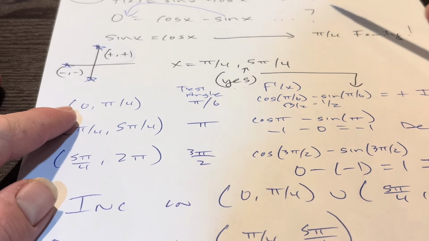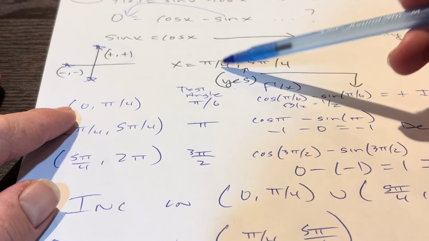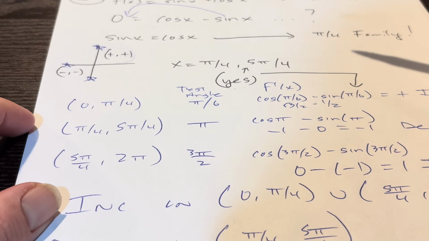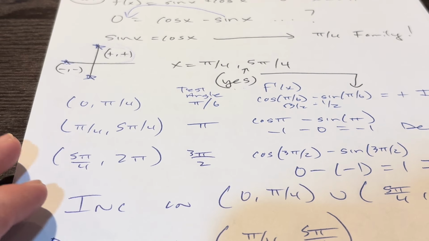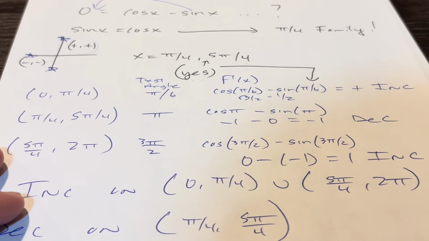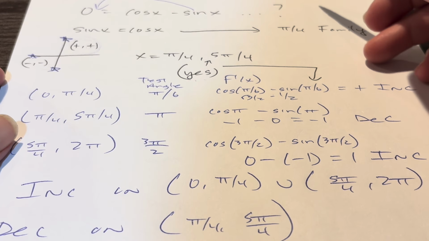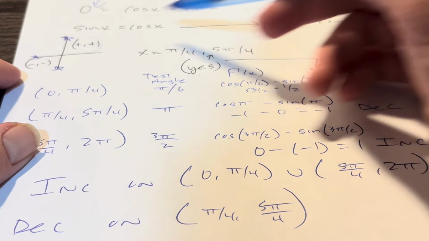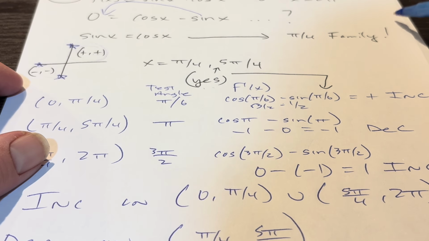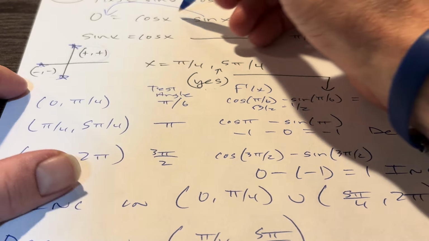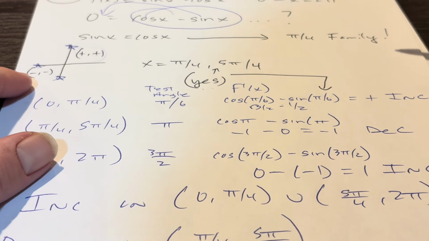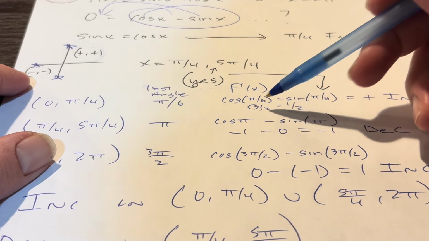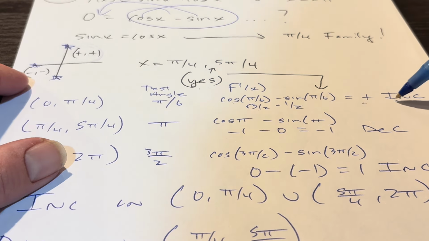So it's going to be 0 to pi/4, the first critical number, pi/4 to 5 pi/4, 5 pi/4 to the end, 2 pi. If not, it's just going to go in a certain cycle over and over. What's a good test angle for 0 to pi/4? It's really only pi/6. I'm going to plug pi/6 into my derivative, cosine x minus sine x. Cosine of pi/6 minus sine of pi/6, √3/2 minus 1/2 is positive, so it's increasing.